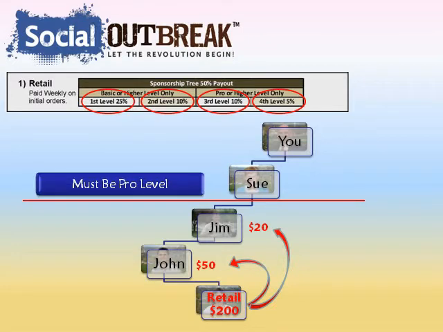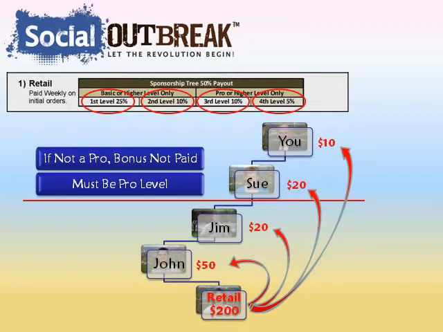How does that work? Well, first you need to know that to earn those, you must be on the Pro level. In Social Outbreak, you have to be on the $100 auto ship. Assuming that both you and Sue are, it would look something like this. Sue would receive the 3rd level payout at 10%, $20. You would receive the 4th level payout at 5%, $10. And that happens every time a new retail customer joins the organization.